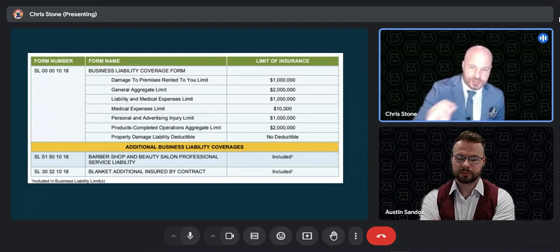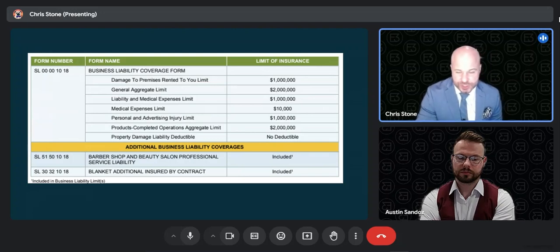What's the difference? If someone slipped and fell on hair, that falls under general liability. If she hit someone with her scissors or cut someone or dyed someone's hair that they don't like, that's going to fall under professional liability.